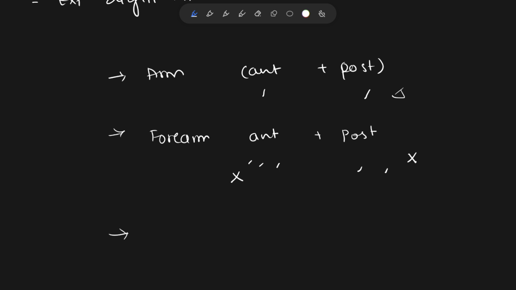Now what is left? We have the remaining hand part. In the hand we have 20 muscles. Okay, we will continue this in the next video.